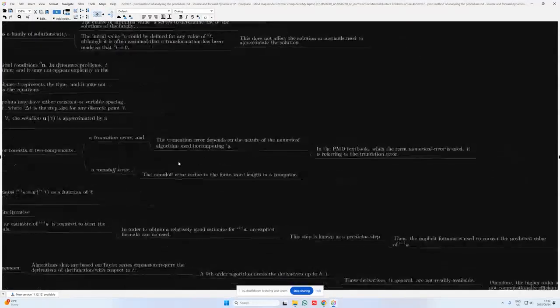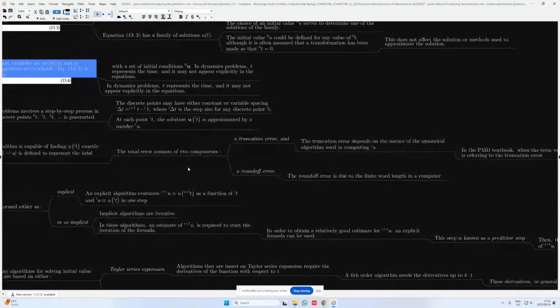And this is defined to represent the total error at time t equal to ti. The total error consists of two components that we need to take into account. Firstly, we have a truncation error, and this depends on the nature of the numerical algorithm used in computing ui. In the PMD textbook, when the term numerical error is used, it is referring to the truncation error. But we also have a round-off error, and the round-off error has to do with the machine precision. Due to the finite word length in a computer, it will never be 100% accurate. You do lose some accuracy once you do these calculations. We just need to be aware of that once we calculate the error, and we need to take that into account as well.